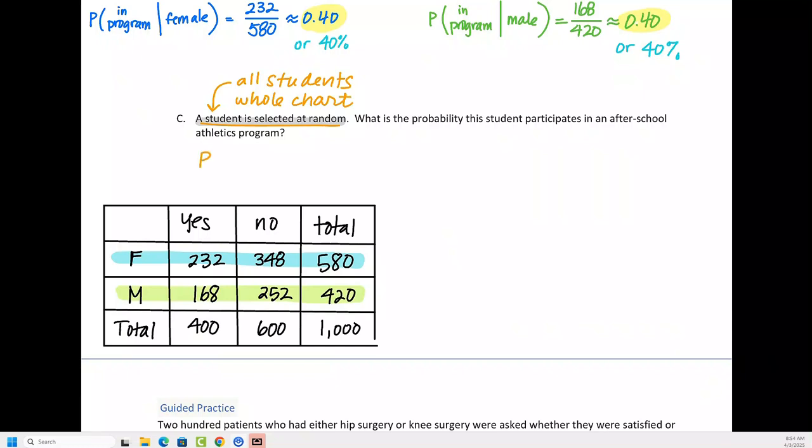So if we're looking for the probability that they are in a program, how many students are involved in a program? Isn't it the 400 divided by how many students total? 1,000, which is 0.40. Okay, or 40%.